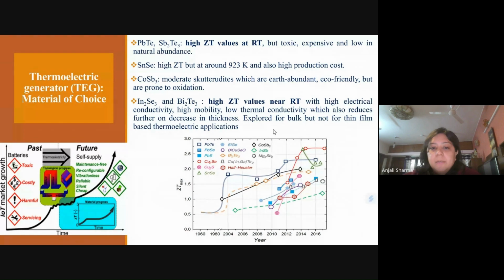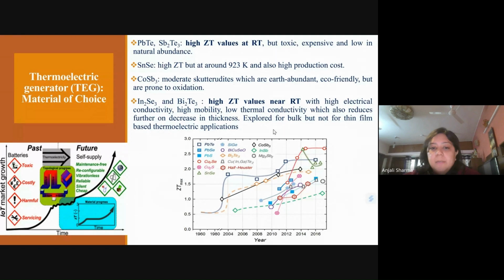There is a variety of semiconductor materials which have been exploited till now, like lead telluride and antimony telluride, and these have high ZT value at room temperature but are very toxic, expensive, and low in natural abundance. Another material which is gaining popularity is tin selenide. It has a very high ZT value at around 923 Kelvin, and also it has a very high production cost. Another material, cobalt, cobalt, bismuth. So cobalt has the moderate scatterite which are earth abundant, eco-friendly, but are prone to oxidation.